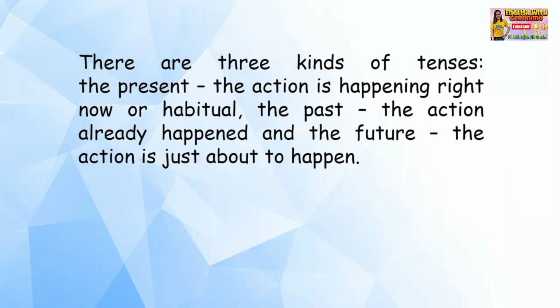There are 3 kinds of tenses. The present, the action is happening right now, or habitual. The past, the action already happened. And the future, the action is just about to happen.